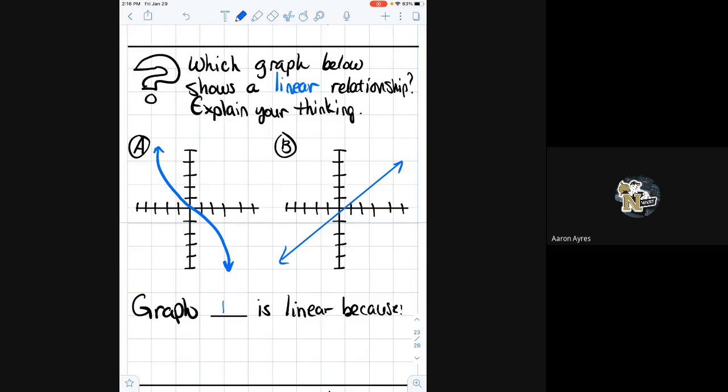All right. Don't forget those things. They're going to come up again on Tuesday. Okay. Graph B is linear because the graph is a straight line. Okay. We have one more problem. Did everybody get this down in their notes?